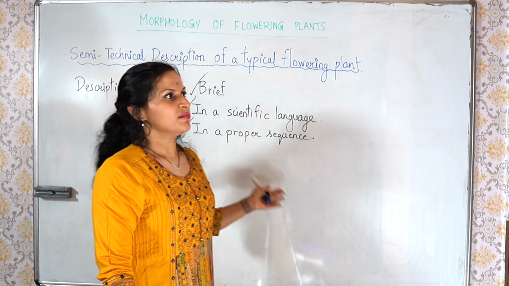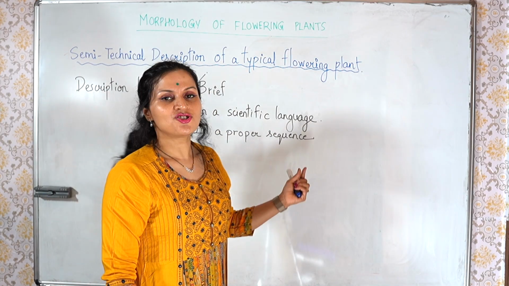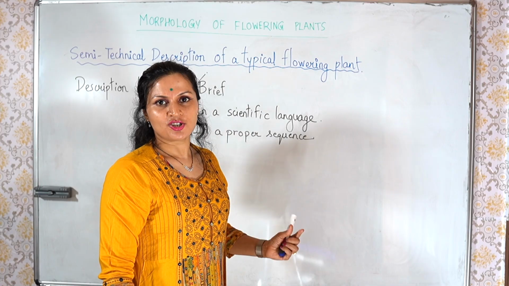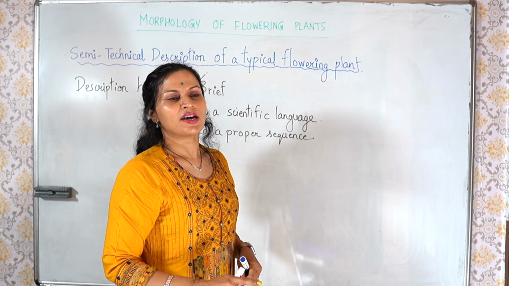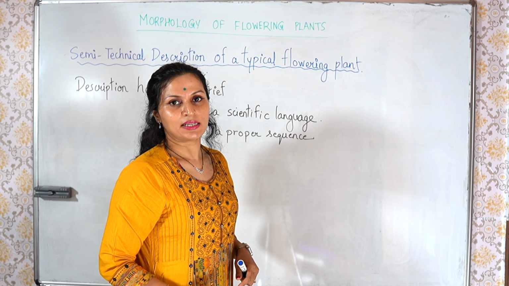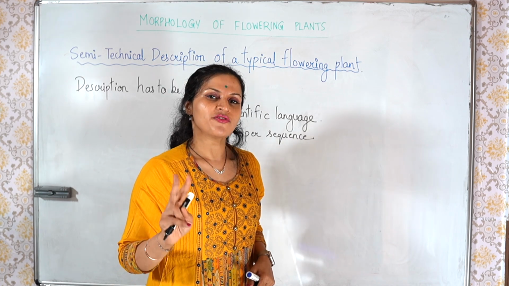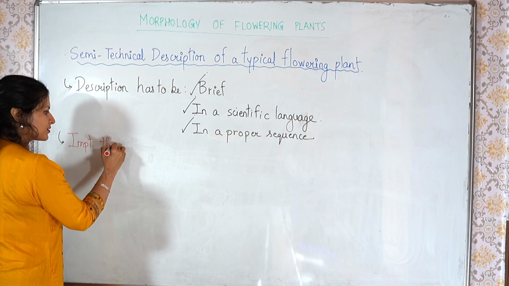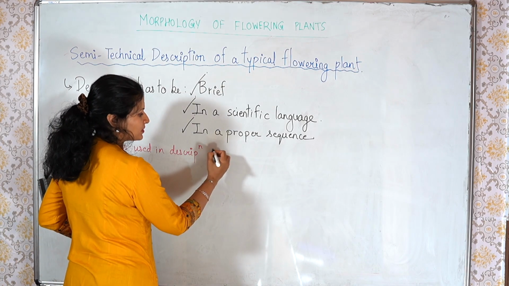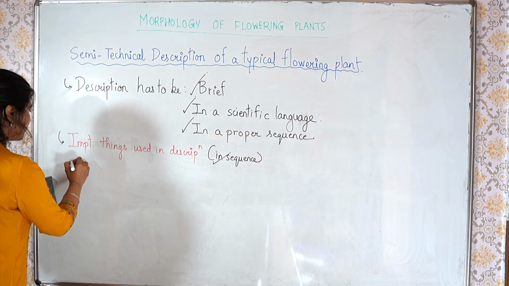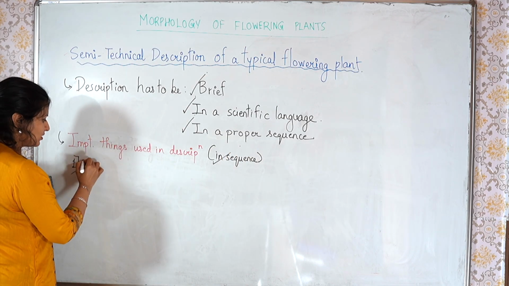A flowering plant can be described in terms of its genus or in terms of a species or in terms of families. In NCERT, the flowering plants have been described in terms of families, and we have to learn two such families. Important things used in description have to be written in a proper sequence. This is very important. The first thing that we write in the description is the habit.